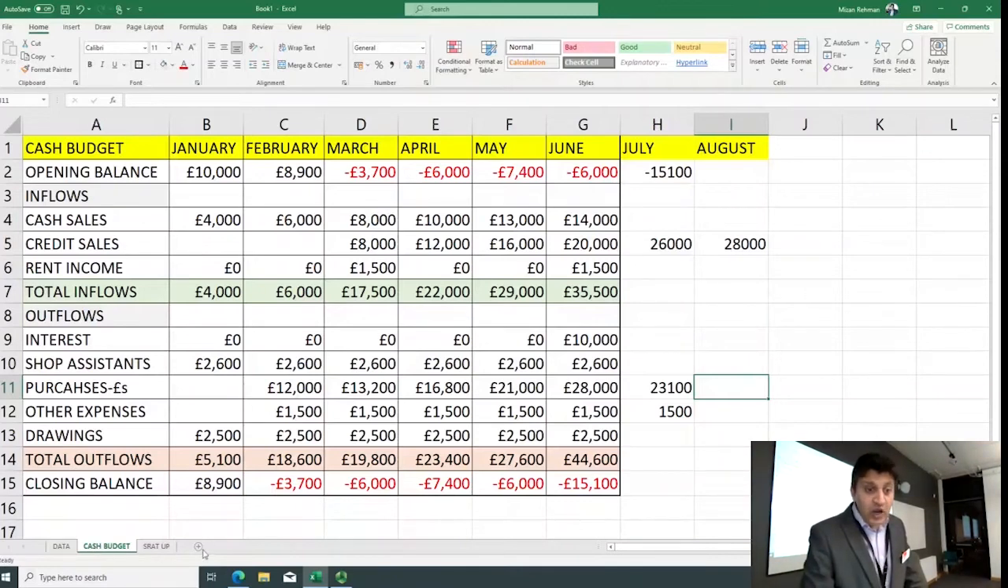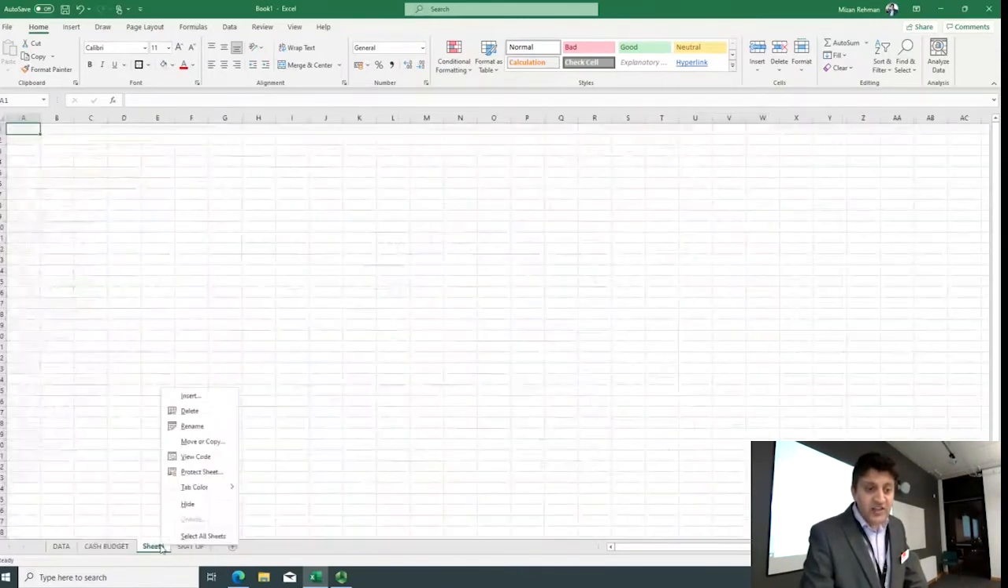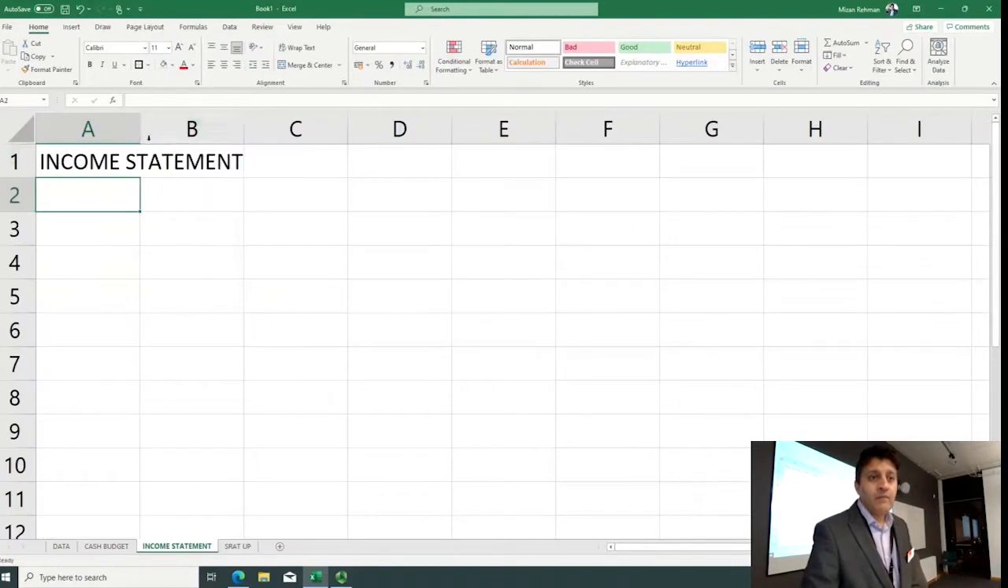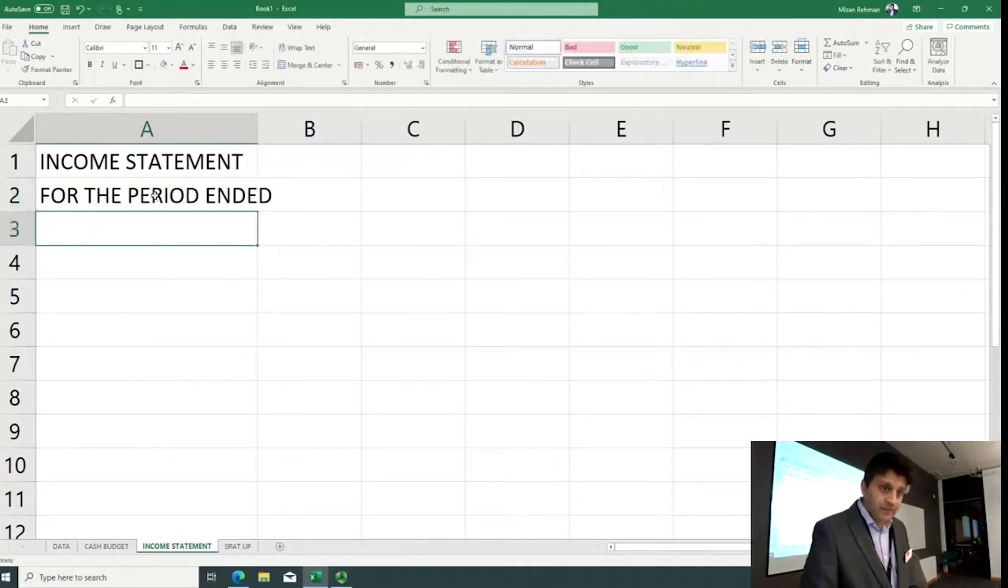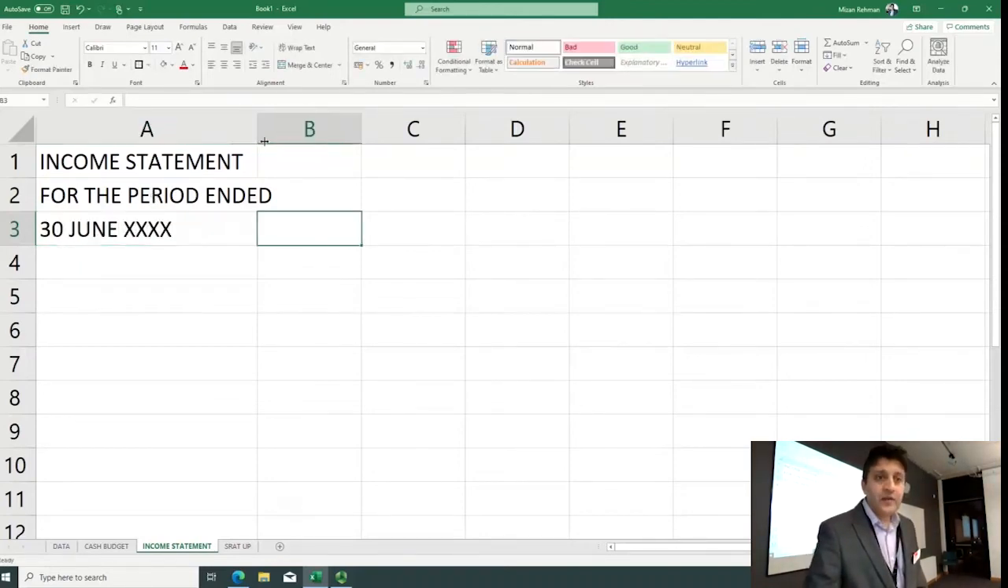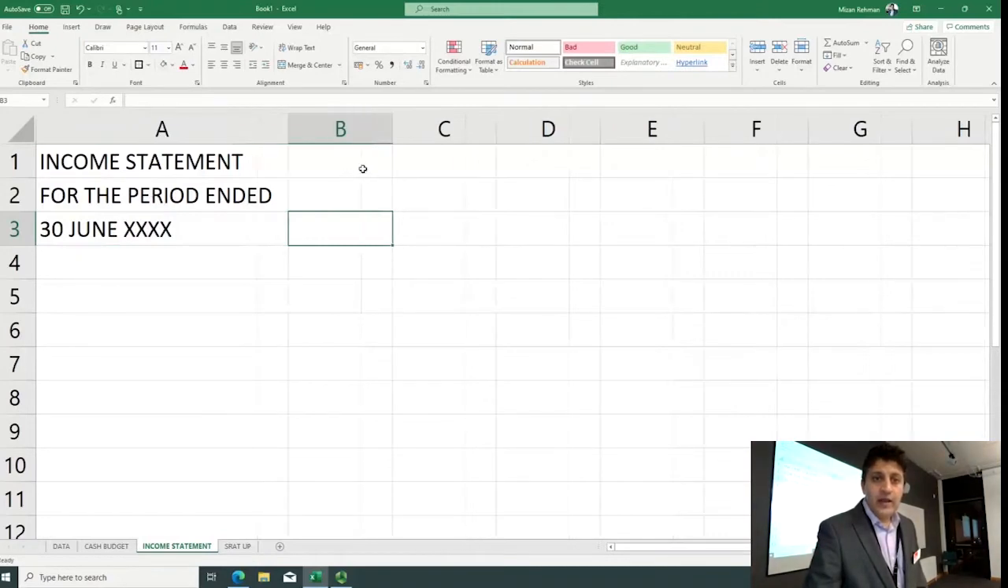This leads us to our next item, which is the income statement for the period ended 30th June XXX. We don't know the year there, so let's leave it. And I'll have two columns.